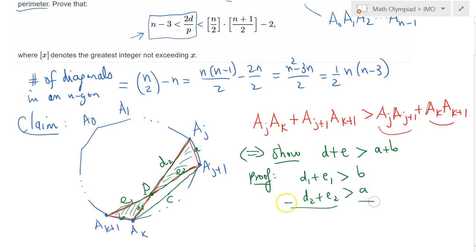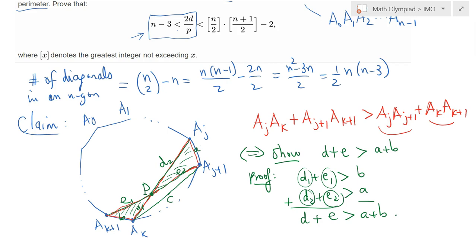Now we can add up these inequalities respecting the direction of the inequality. We realize that D1 plus D2, which is simply D, plus E1 plus E2, which is simply E, is strictly greater than A plus B. So that proves our claim.